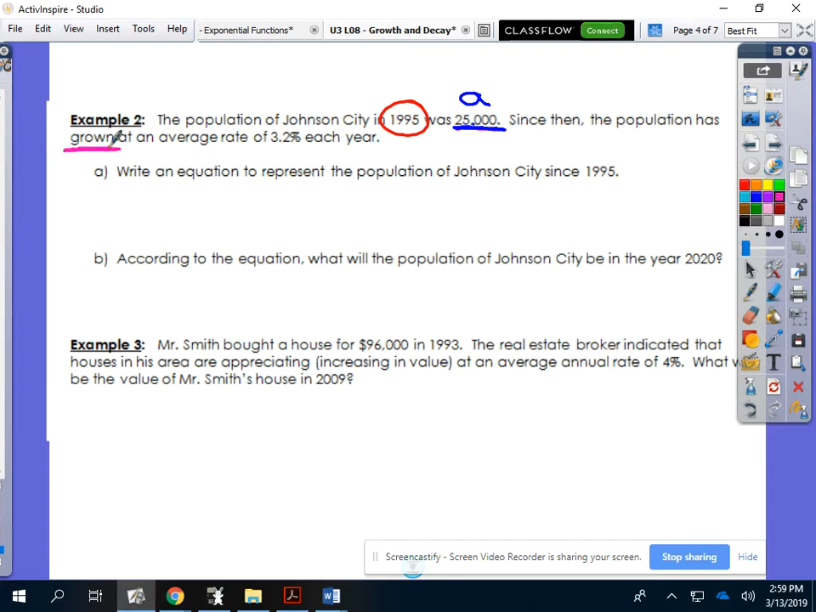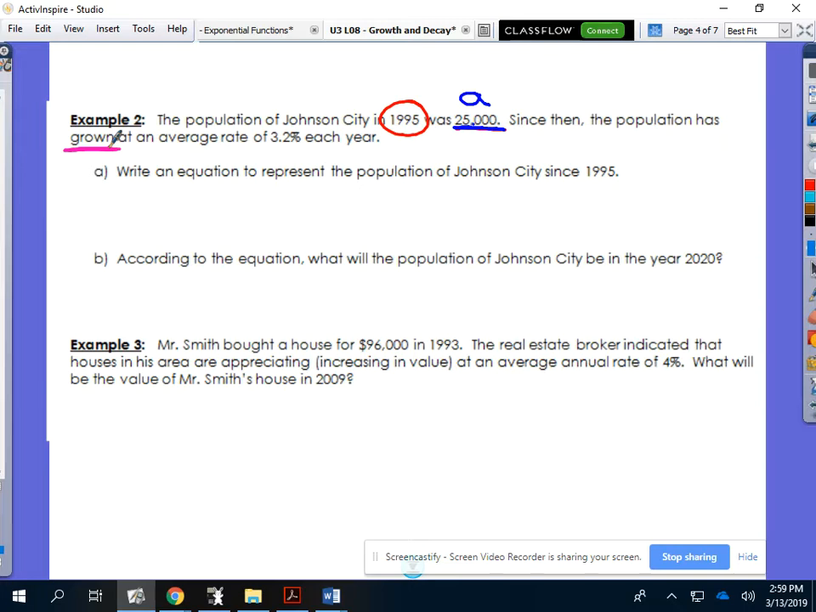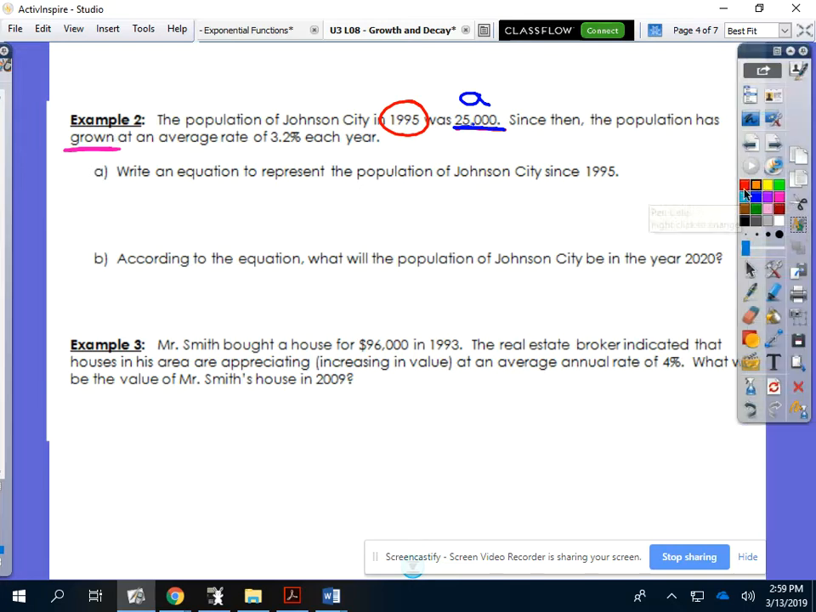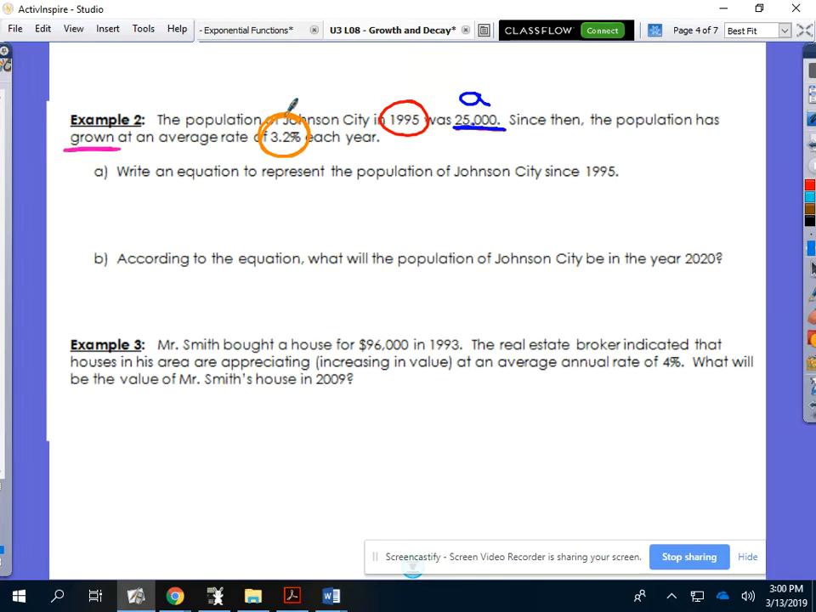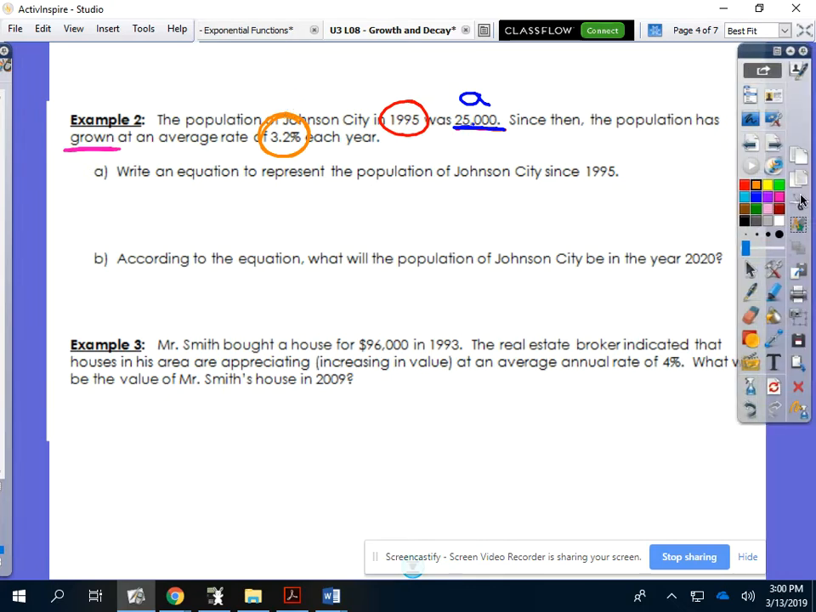Next, it says that it's growing at an average rate of 3.2%. We know this is growth because it's growing. So right away, I know two things: I know my A and I know my R. My A value is 25,000.